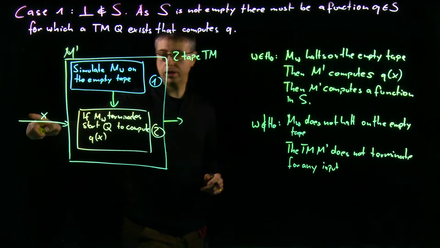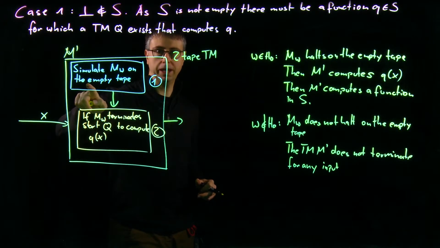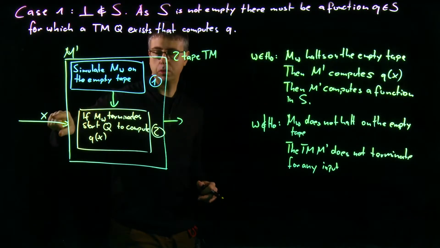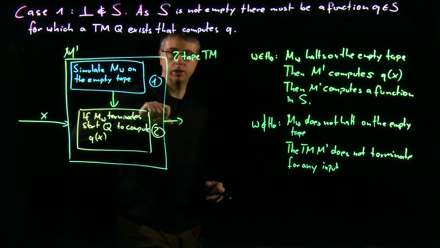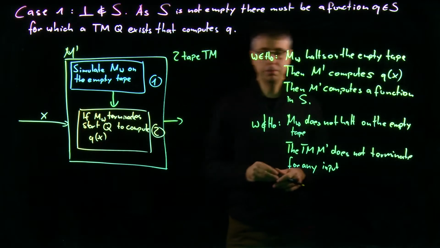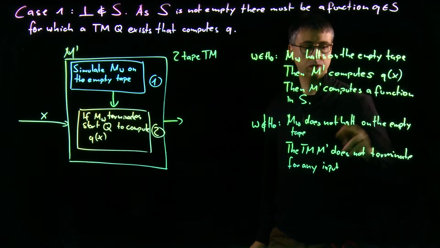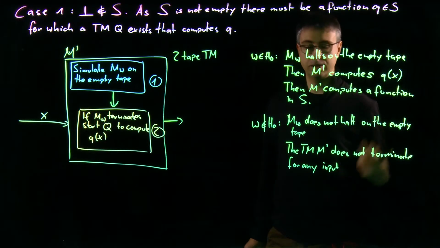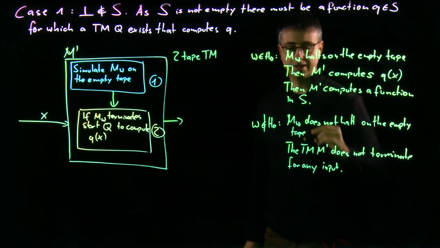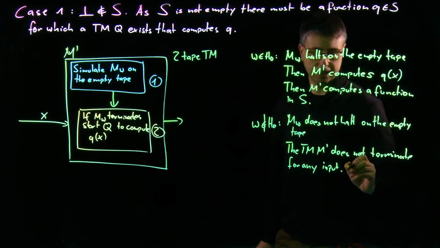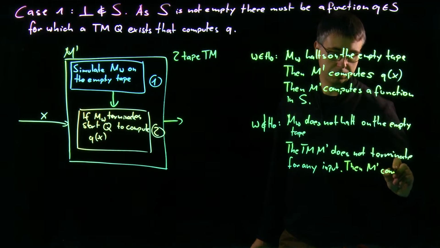Because regardless of our input x, as our first step, we simulate MW on the empty tape. This means it doesn't matter what we have as an input here. If this Turing machine does not terminate, our Turing machine M prime will never terminate. So we know that if MW does not hold on the empty tape, then M prime does not terminate for any input. If it does not terminate for any input, this means that M prime computes a special function. And this is then the function bottom.